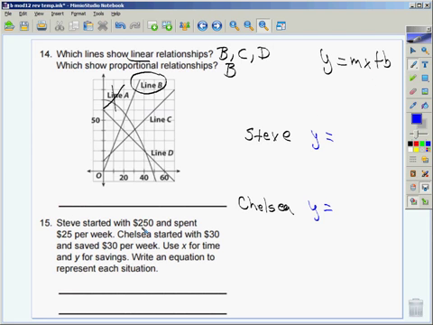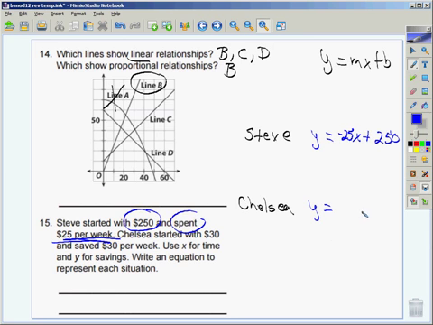Steve started with what? That's B. $25 per week. That shows me that it's a slope because it's per week. It's a rate of change. And if he's spending it, is it a positive or a negative rate of change? So it's a negative 25x, the slope. Everybody with me for Steve?